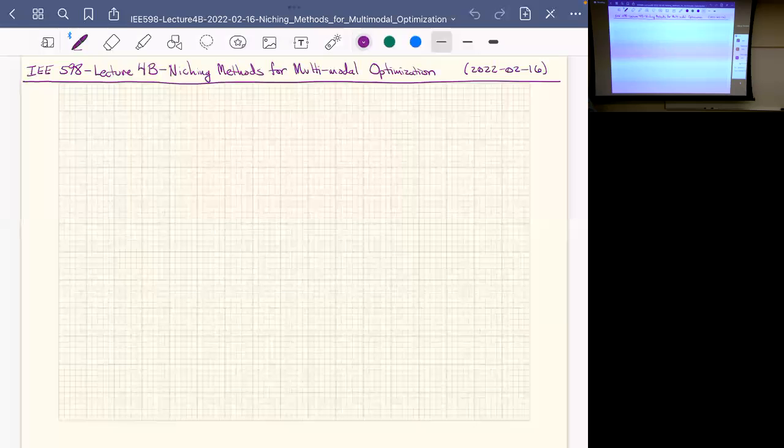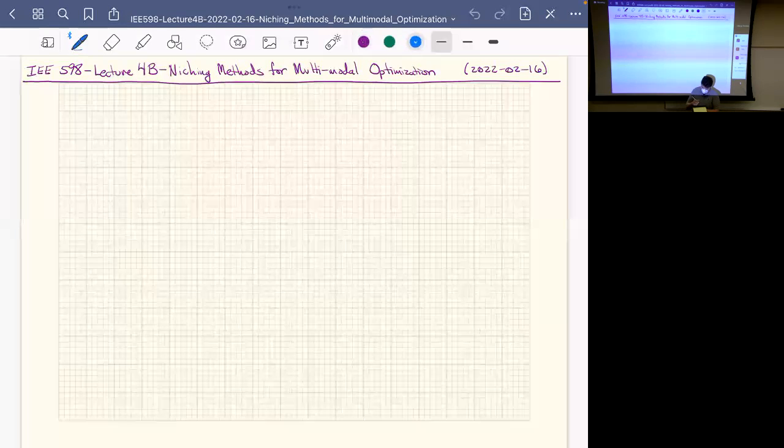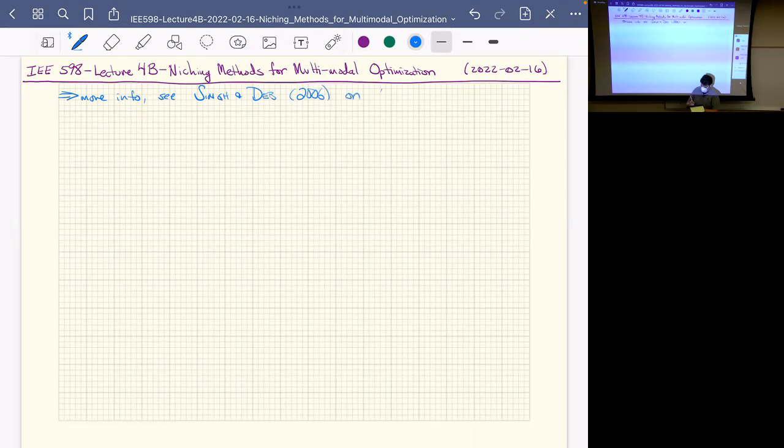So today's lecture is based on niching methods and multimodal optimization. And a lot of what I'm going to be talking about here is summarized in a paper that I put in this unit by Singh and Deb from 2006. So for more info, see Singh and Deb 2006 on Canvas in this module.